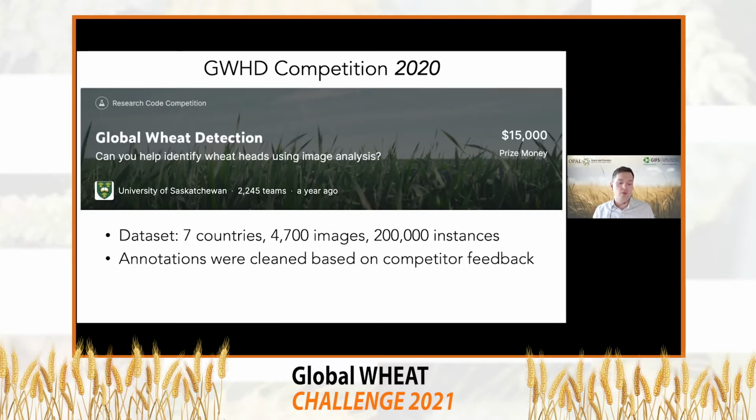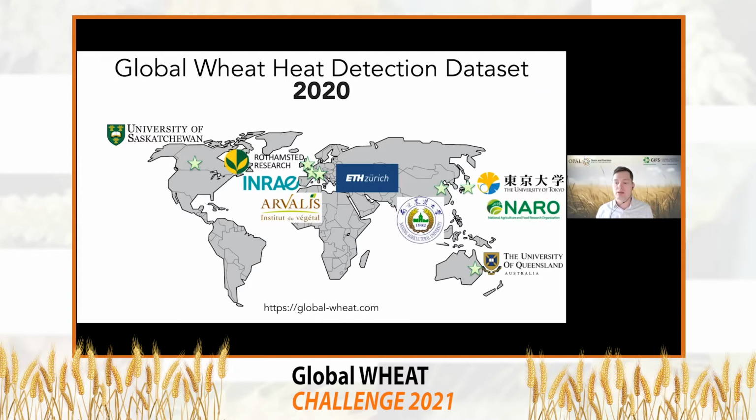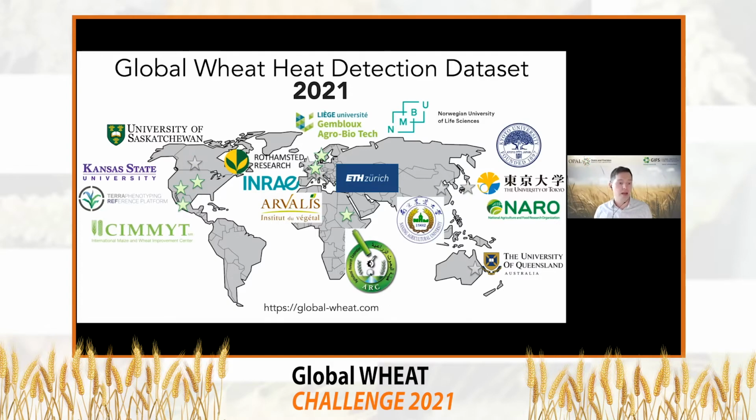And one thing we found was that we were able to improve the annotations based on feedback from the competition. And another thing we found was that we wanted to expand the data set to include more regions around the world. So if we just took a look at the map, this is the 2020 version where we had contributions from these institutions. And we're happy in 2021 to have additional data sets contributed in North America, Europe, and Africa from a number of additional institutions.